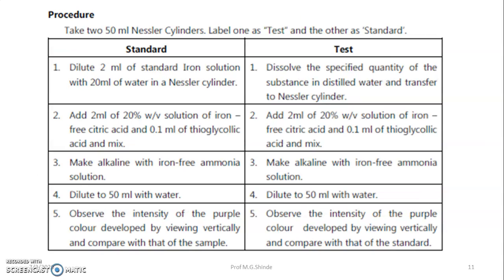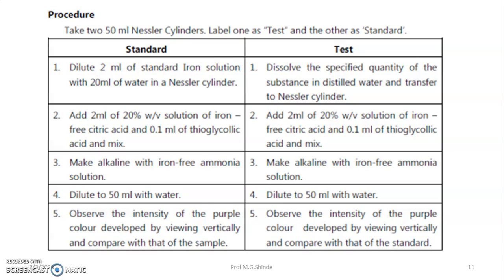Now the procedure for this iron limit test, similar to the chloride limit test: we have to take 50 ml Nessler cylinders. We have to label them as test and standard. First of all, we take the standard Nessler cylinder. In that, we add 2 ml of standard iron solution with 20 ml of distilled water. At the same time, we take a test Nessler cylinder. We dissolve the given unknown substance in the specified quantity, as per the specification, in distilled water and transfer it to the Nessler cylinder.